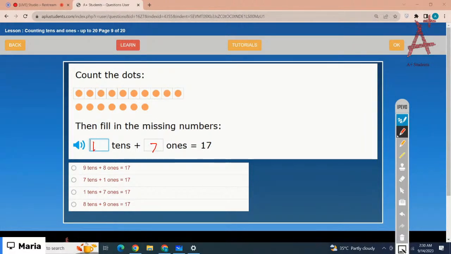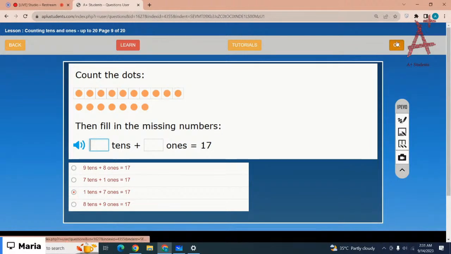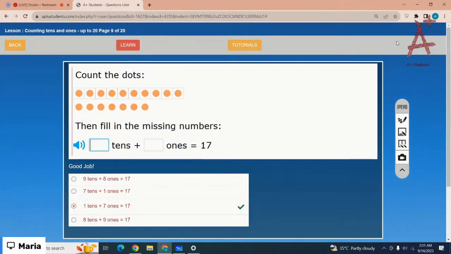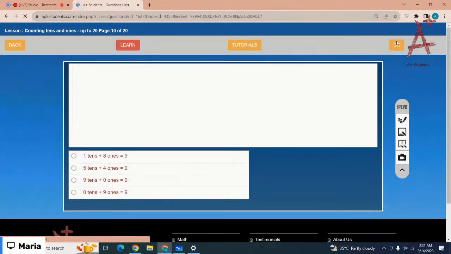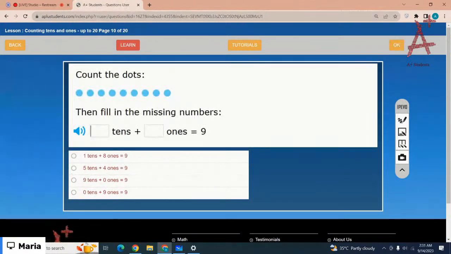So which is the correct option? Very good. That would be option number 3, 1 ten and 7 ones. Okay. Count the dots. So which is the correct option?